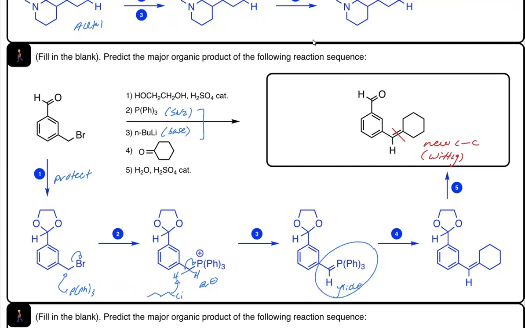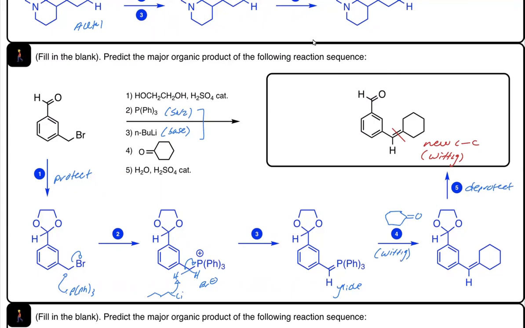Now that we have the ylide intact, we could react with cyclohexanone. And when we react with cyclohexanone in step 4, we're going to do a Wittig reaction. Those two will react with one another, and we produce this alkene double bond. And then after that Wittig reaction takes place, we could ultimately deprotect by reacting with aqueous acid. Step 5 is deprotection.